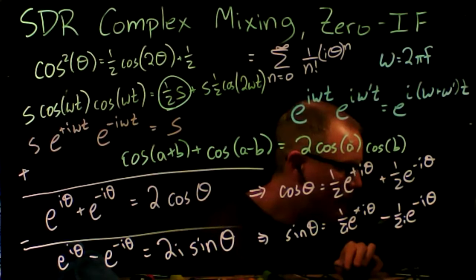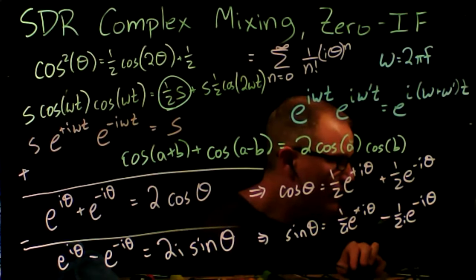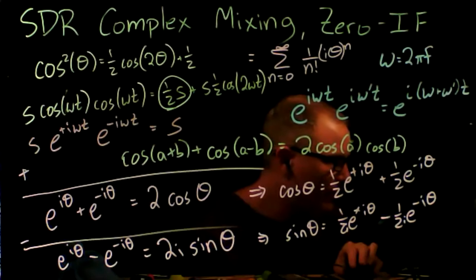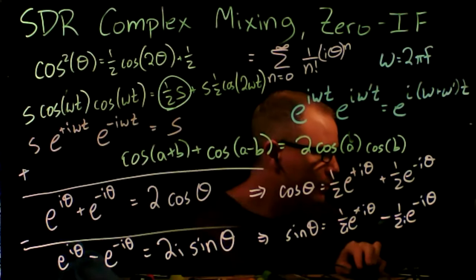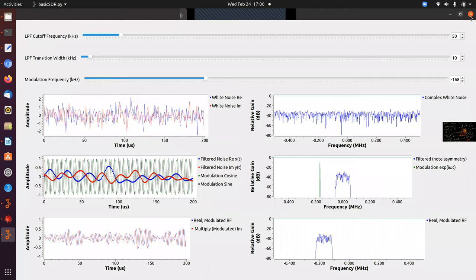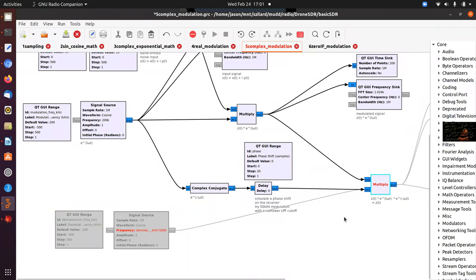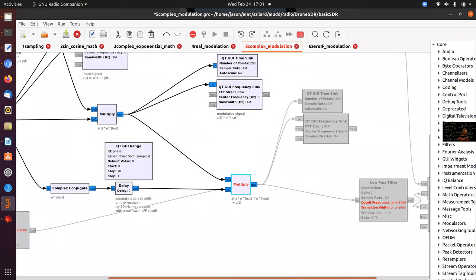And let me show that. Oops, I might hit the wrong button. Show that. So to demodulate it, I'm going to take the complex conjugate. So now I have e to the minus I omega t. I'm going to delay it by nothing at first. I'm going to multiply. And I'm going to show that.